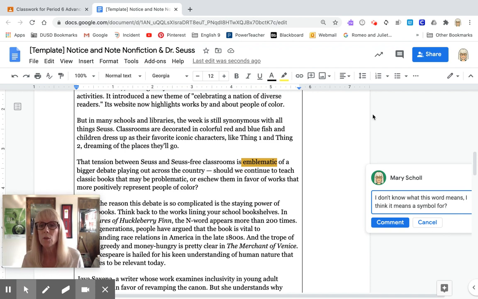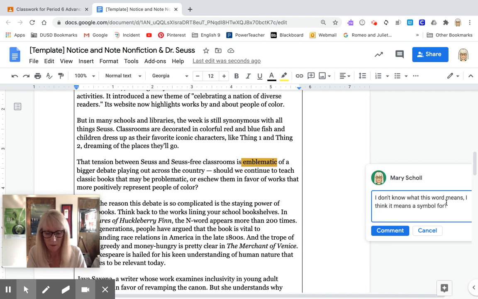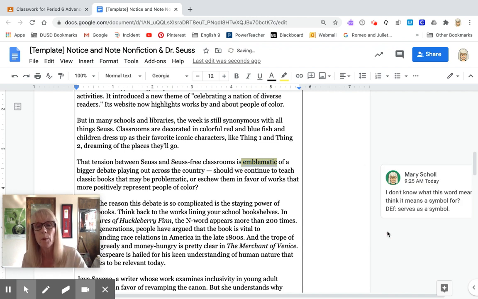So you could put the definition, serves as a symbol. I would recommend looking up the word so that you do know what it means, and then you make a comment, you post it. Okay, you noticed the signpost, and you made a note about it.